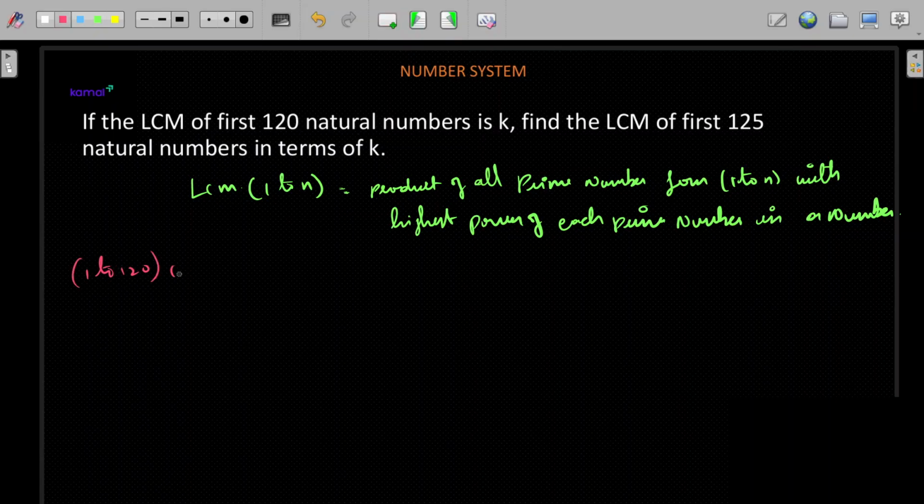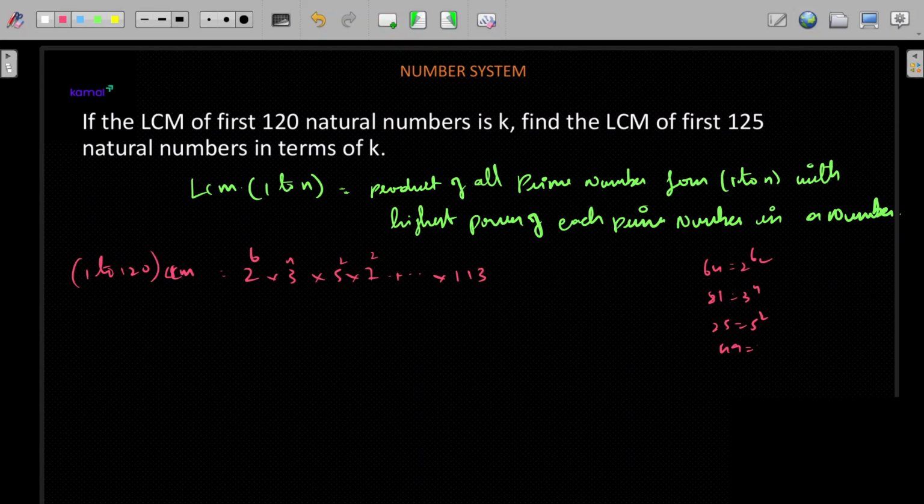So the LCM is nothing but the product of 2 into 3 into 5 into 7, and it keeps going. The highest prime number less than 120 is 113. For 2, what is the highest power it can take? We know 64 is 2 power 6. The highest power of 2 in any number from 1 to 120 is 6. For 3, the highest power in any number is 81, which is 3 power 4. For 5, it is 25, which is 5 square. For 7, it is 49.